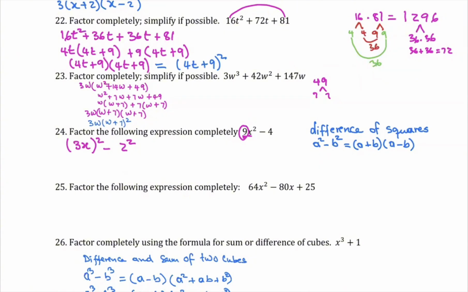Now A will be 3x and B is 2, right? And then we can apply the difference of squares nicely. So that is 3x plus 2 times 3x minus 2.